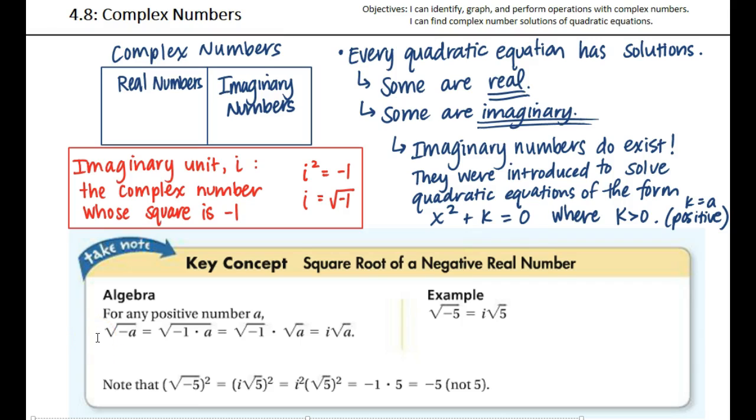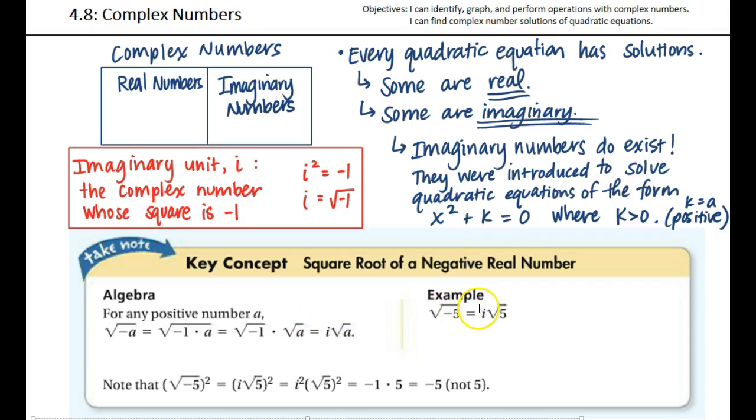Now let's focus on the key concept box on the bottom. So we have a general case for any positive number a. If we're taking the square root of -a, what we can do is factor out the -1, put it in front, and multiply by a, so that's still equivalent to the original expression. And then from there, break apart the radicals. So you have square root of -1 and square root of a. From there, we just learned that square root of -1 is equal to i, the imaginary unit i. So that means you can just replace the square root of -1 with i, and then square root of a cannot be reduced. So that would be the final form.